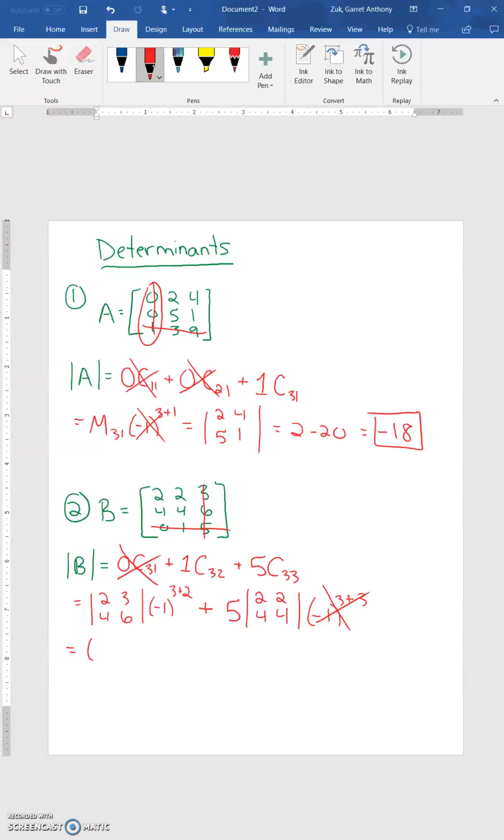Well, this here is 12 minus 12 times negative 1 to the 5th, which is negative 1. Then 5 times left diagonal is 8, right diagonal is also 8. Right now this is 0 times negative 1, plus 5 times 0, which is just 0. So we're going to say the determinant of this matrix B is 0.